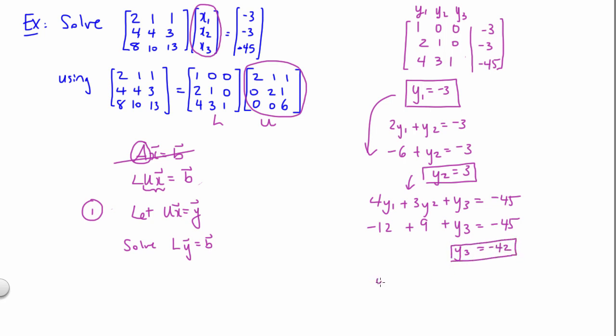All right, so we may want to express this information just in vector form. The vector y is -3, 3, -42. Now for step two, we're going to go back to the fact that Ux equals y. Remember, we're given the matrix U in the problem, and remember that we've just found the vector y right here. So we should be able to set up the system and solve.